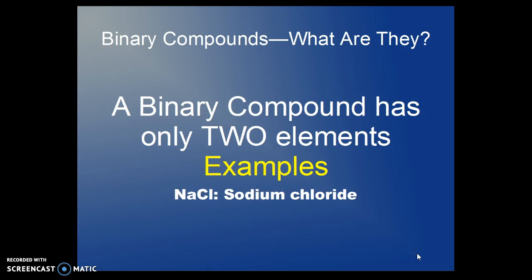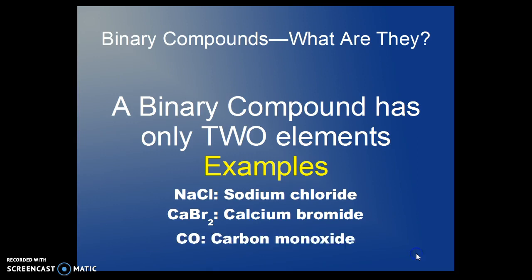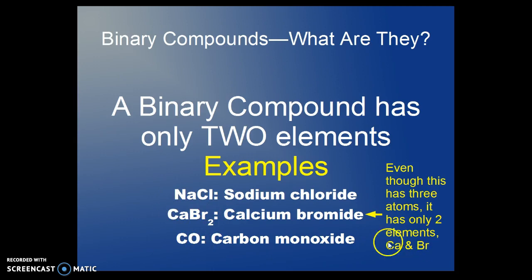Examples. NaCl is sodium chloride, only sodium and chlorine. Calcium bromide, CaBr2, only two elements. Carbon monoxide, C and O, just two elements. Those are all binary compounds. This is ionic, this is molecular. Two ionic and one molecular. Even though calcium bromide has three atoms, since it only has two elements, we call it binary.